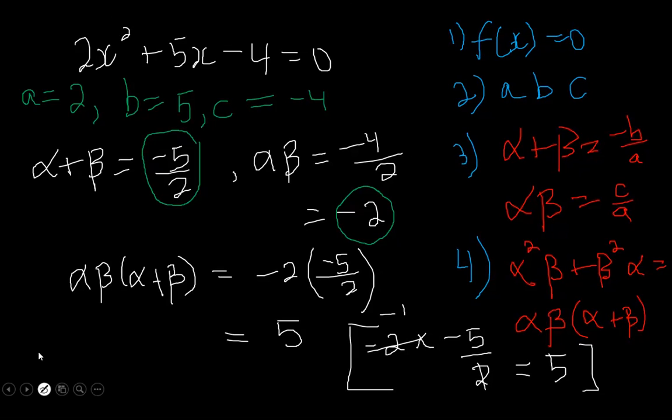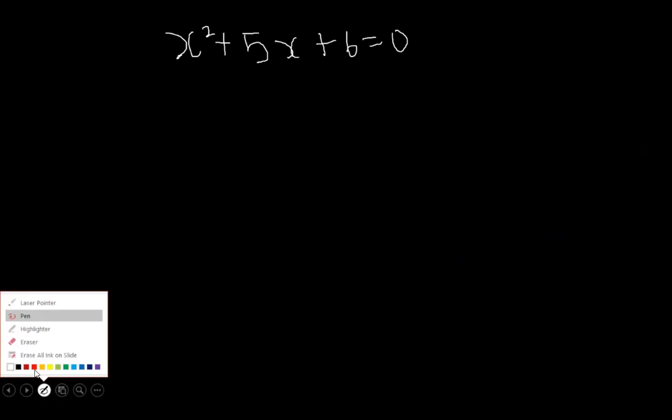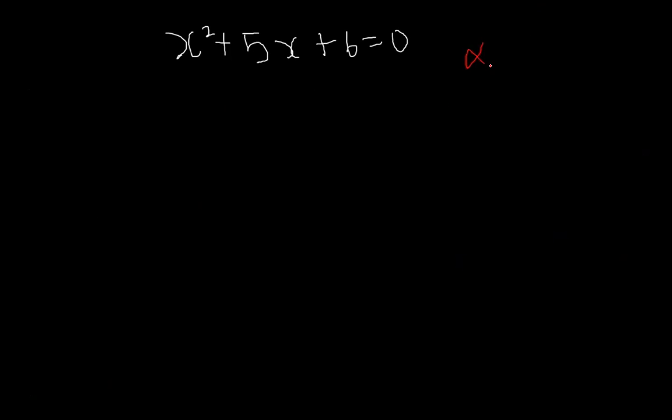Okay. We're going to erase everything here now. We're going to try another one. X squared plus 5x plus 6 is equal to 0. What I want to find for this question is alpha squared beta plus beta squared alpha. First person to answer. So get your answer for this.